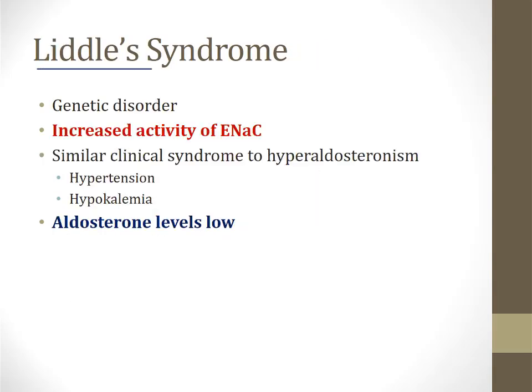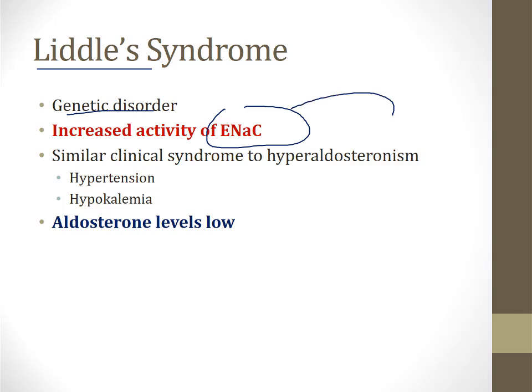Liddle syndrome is a very rare disorder that may cause secondary hypertension, and clinically it looks just like hyperaldosteronism. However, it's got a different cause. This is a classic trick board question, so don't get fooled. Liddle syndrome is a genetic disorder where affected individuals are born with increased activity of a sodium channel in the kidneys called ENaC. ENaC stands for epithelial sodium channel, and I talk about it in more detail in the videos on nephron physiology in the renal section.